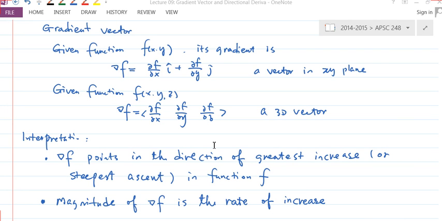So in the previous lecture, we started on the gradient vector. Let's finish some of the aspects about the gradient vector, and then we're going to move on to another concept called directional derivative. All right? But first of all, here is a quick review of what the gradient vector is.